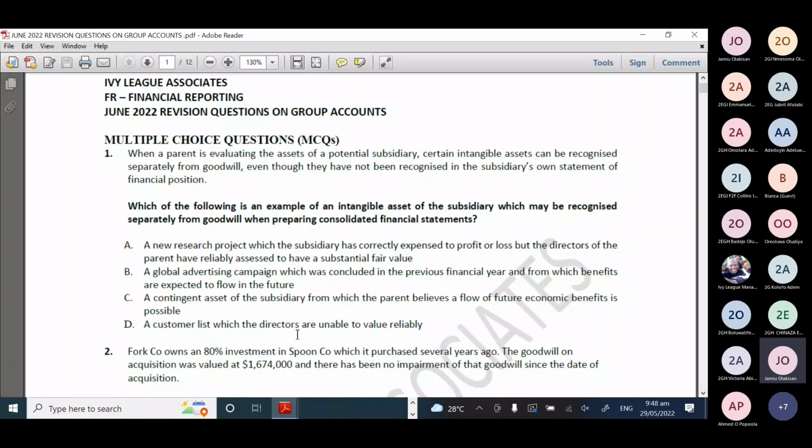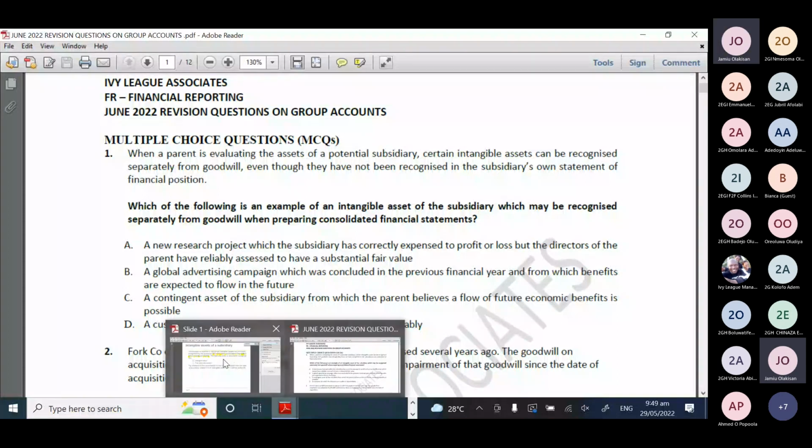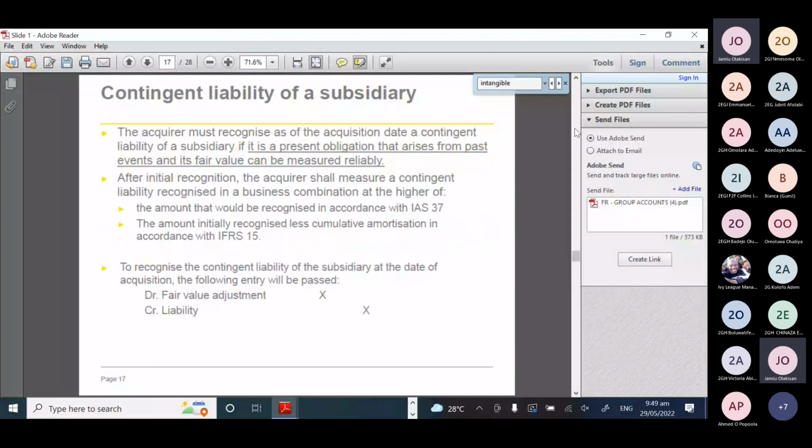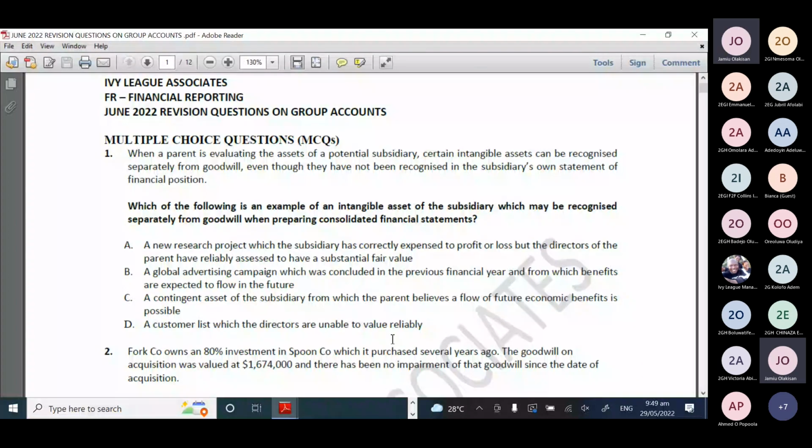Option C, a contingent asset of the subsidiary from which the parent expects a flow of future economic benefit is possible. We've never talked about contingent asset, right? I told you about contingent liability, right? You saw it here on this slide. This is a contingent liability. I never told you anything about you being able to recognize contingent assets. So that means, again, option C is not correct, right? Let's now move to B.